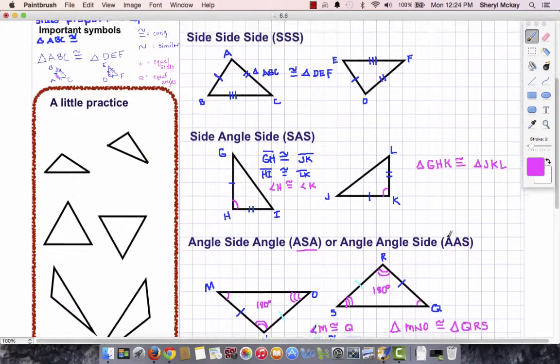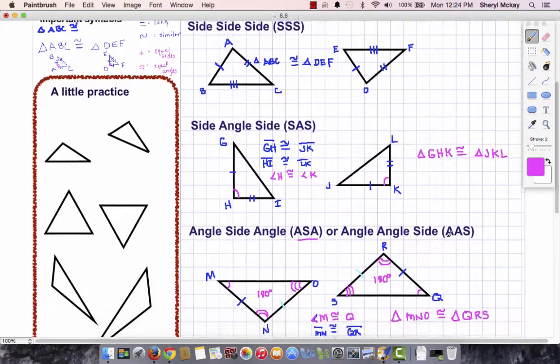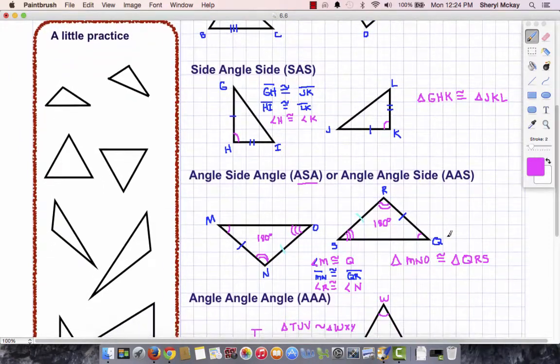Let's do a little bit of practice. See how you can do on that. Let's take a look at this first one. I'm going to give you some information, and then you tell me if they are congruent or not congruent, and which rule you used, whether it's side, side, side, side, angle, side, or angle, side, angle. So I'm going to pause this for just a minute so that I can add all of my notations on, and then we'll be able to get started.